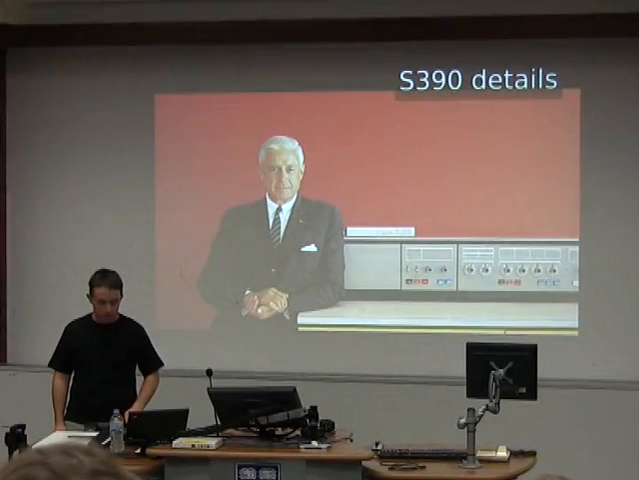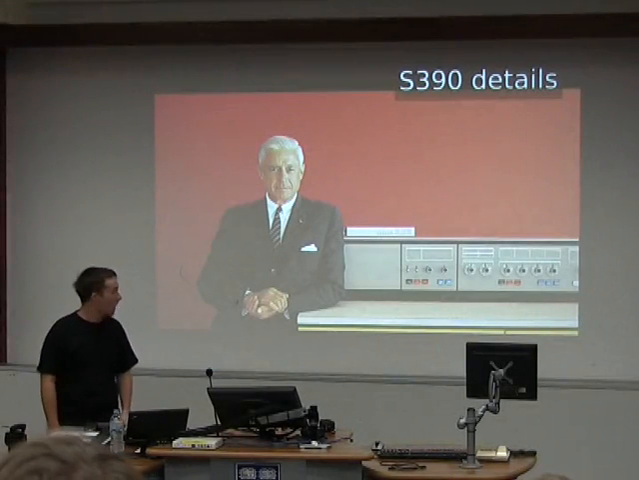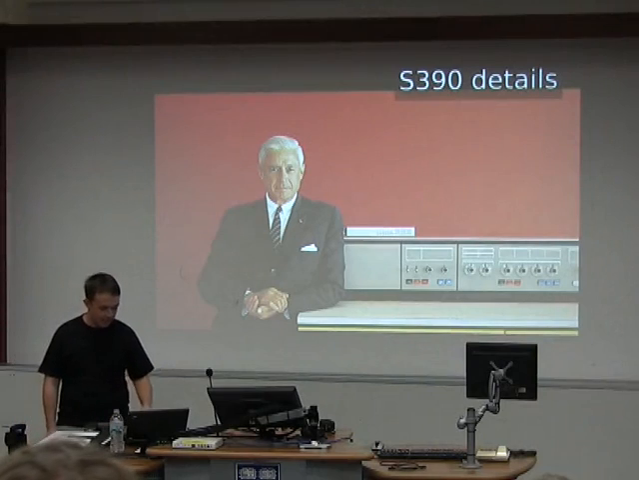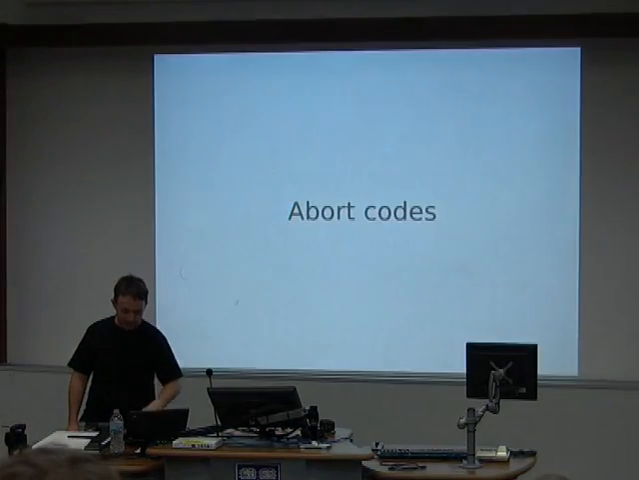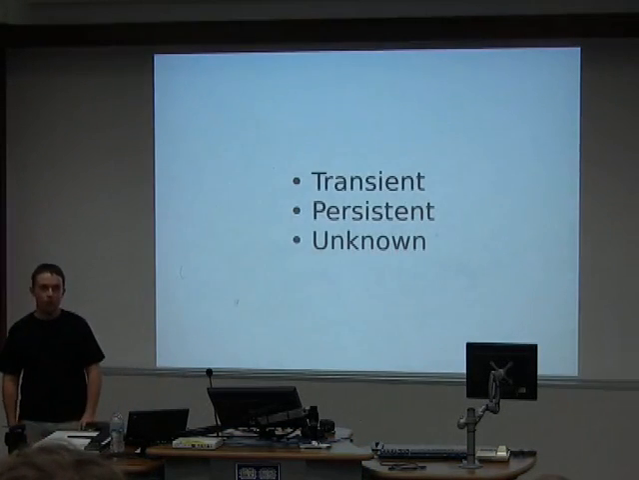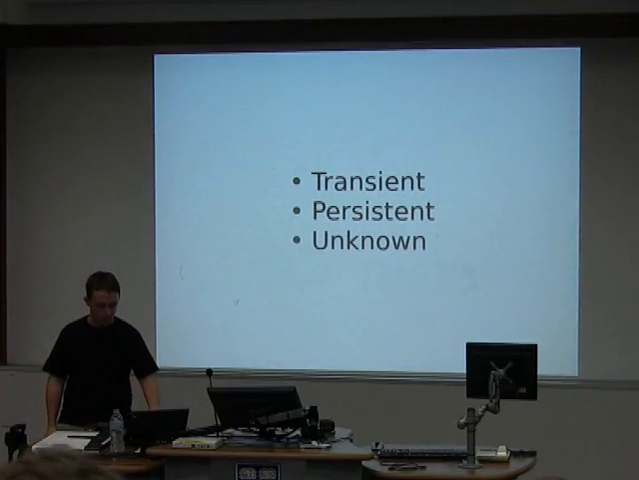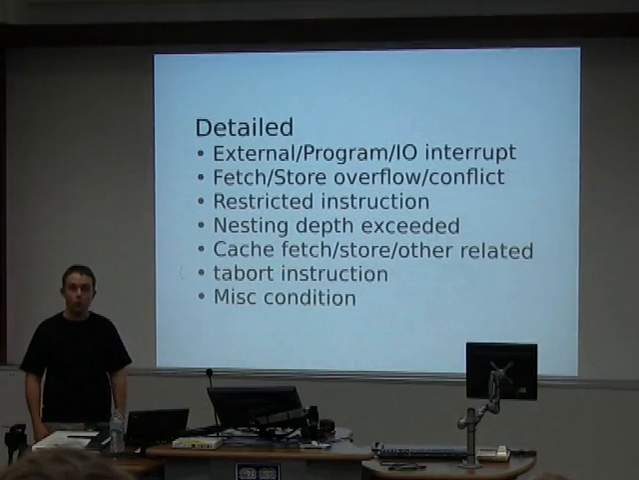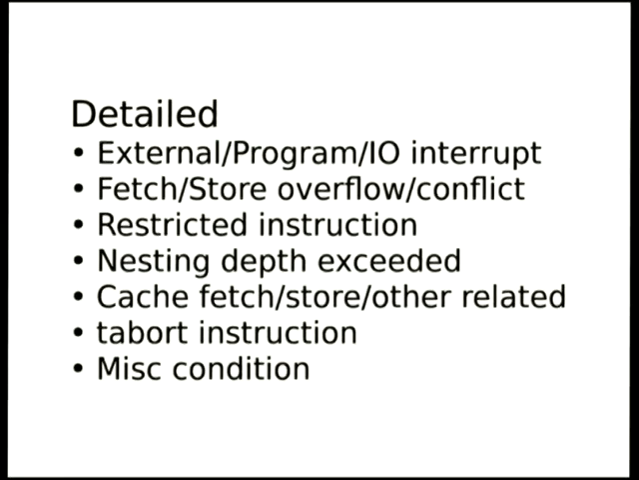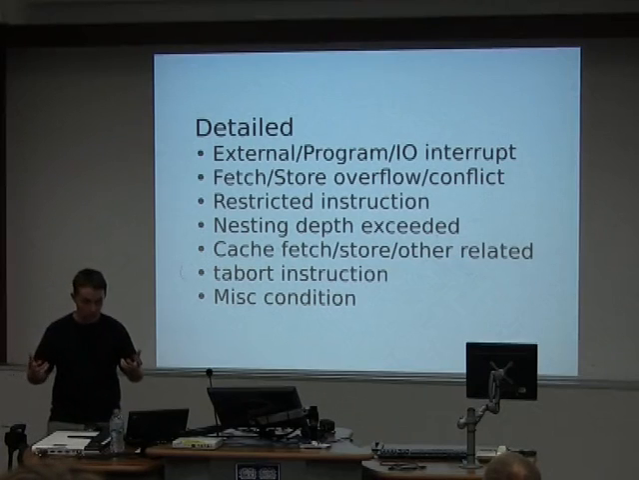We have some S390 details. Abort codes, obviously, they have some higher level abort codes, whether they think it's transient or persistent or it's an unknown fault. And then a bunch of other good stuff. It'll tell you what sort of interrupt caused you to abort. You have fetch and store overflow and conflict bits. The fetch and store is really interesting because this is kind of exposing these read and write sets out to users. You can see which of those two sets you've actually overflowed.